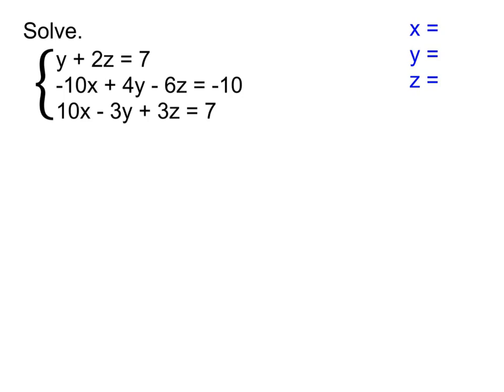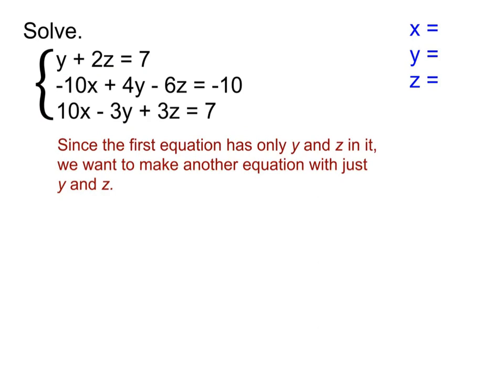Well, I do have that first equation that has only y and z in it. If I could take these two and turn them into an equation that only has y and z in it, then I would have two equations that have y and z in them. And so that's going to be my strategy. Since the first one just has the y and z, I'm going to create a new equation that has just y and z.